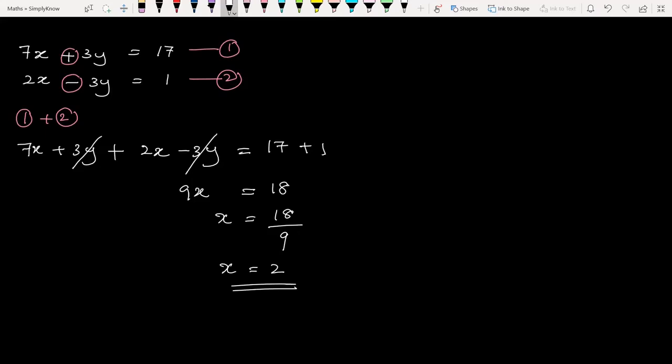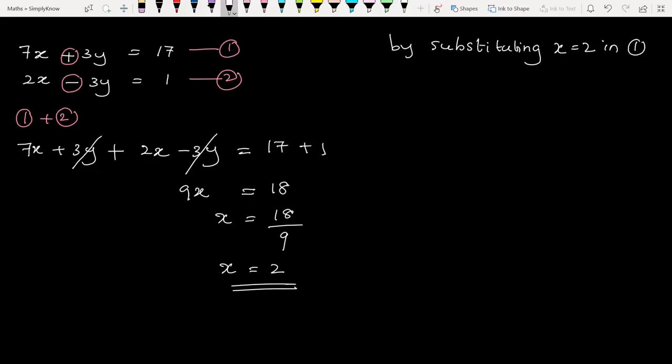Okay, what about y? Now let's substitute. So to which equation are you going to substitute? You can select any equation. I'm going to use the first equation. So by substituting x equals 2 in 1.